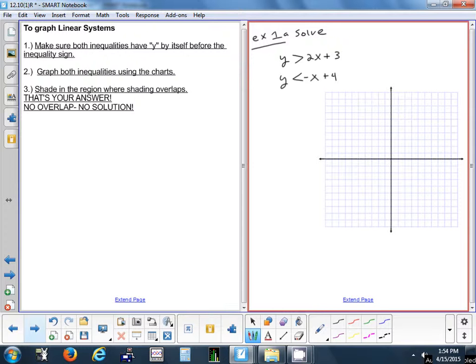Okay, and what I'm going to do is, on the board, I can use different colors to show you guys where the overlap is. If you don't have different colors in your notes, what you might want to do is hold off before you graph it. Just watch me, and then write down the final answer. Okay? Everybody have what's on the left?